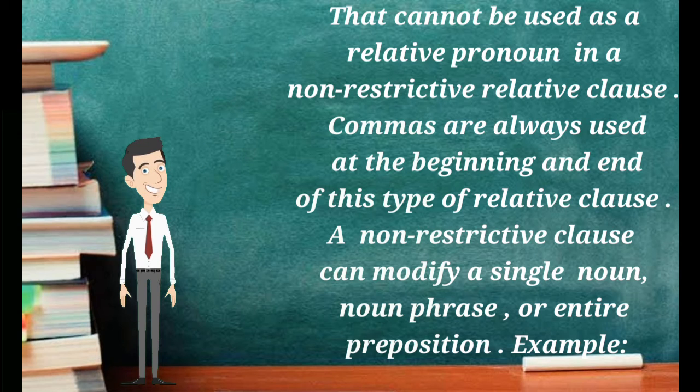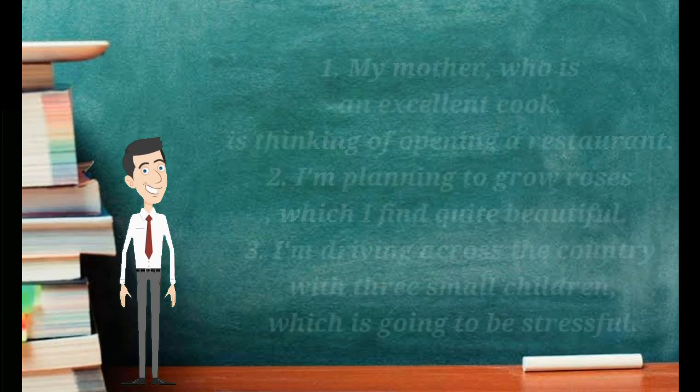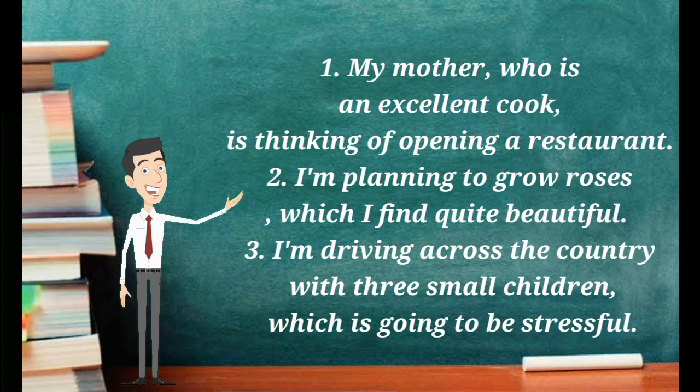Commas are always used at the beginning and end of this type of relative clause. A non-restrictive clause can modify a single noun, noun phrase, or entire proposition. Example 1. My mother, who is an excellent cook, is thinking of opening a restaurant. 2. I'm planning to grow roses, which I find quite beautiful. 3. I'm driving across the country with 3 small children, which is going to be stressful.